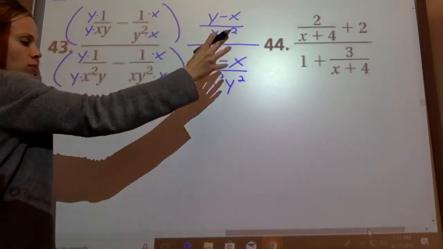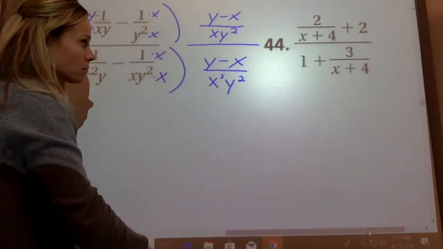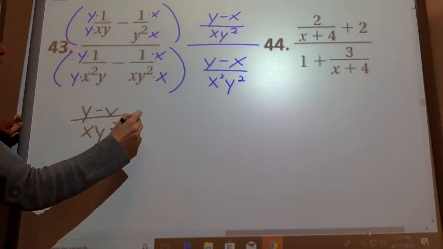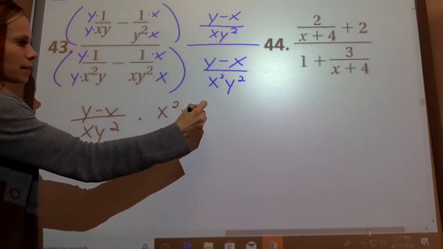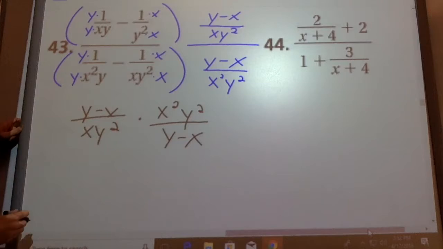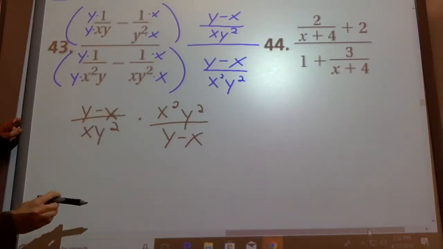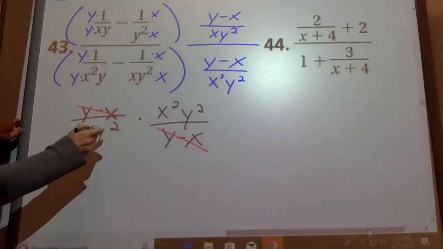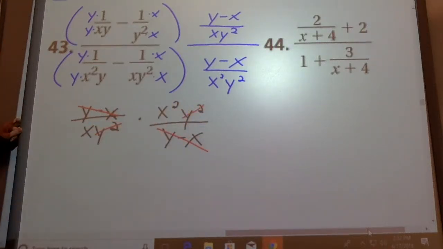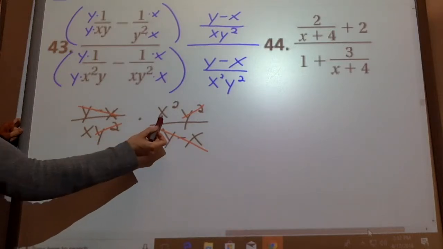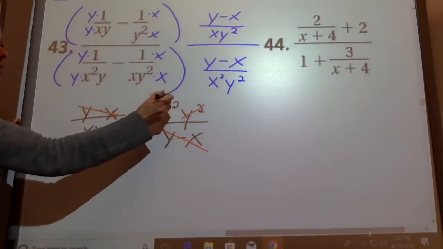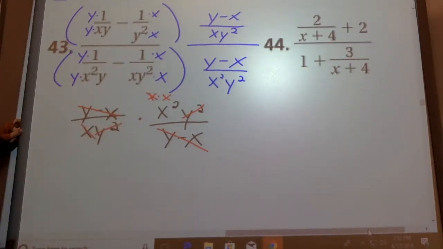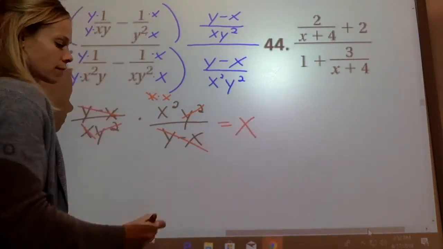Now that I have a fraction over a fraction, I can flip and multiply. Remember, you have to flip the bottom. And you should notice, right, some stuff's going to cross off. What's going to cross off? The y minus x's. What else? The y squareds. What else? 1 of the x's. Very good, because x squared is x times x. So 1 of those x's cross off with that x. So it's just x. That's all that's left.